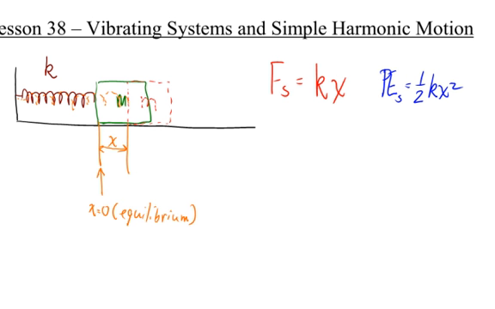If this is a frictionless system, this is a conservative system. There's only the spring force acting to accelerate the mass, and we can say that the total energy of the system is conserved. Just for completeness, I'm going to write down what the kinetic energy formula is because we're going to use it in a few minutes.